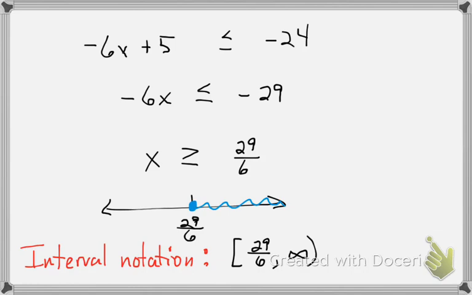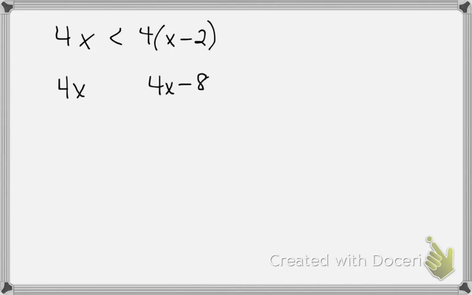So let's see what happens with the next one. Cackle, cackle. So let's say 4x is less than 4 times x minus 2. No fractions, you're welcome. But what do I do next? Distribute to clear the parentheses. So 4x on the left and on the right 4x minus 8. And my inequality sign stays the same.